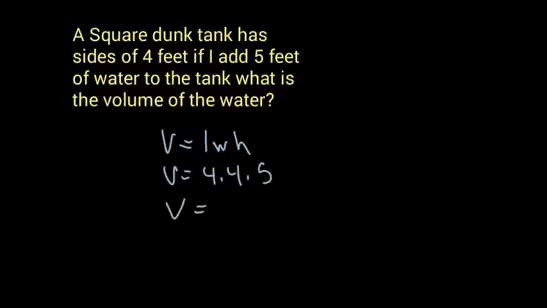So here I'm going to do, again, 4 times 5 is going to be the easiest. So 4 times 5 is 20. So now I have 4 times 20. 4 times 2 is 8, so that's going to be 80 feet. And again, this is volume, so it's going to be cubed. So the volume of water is 80 feet cubed.